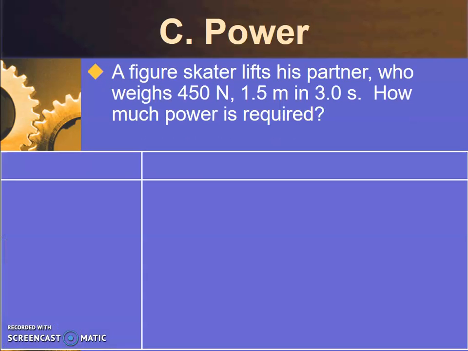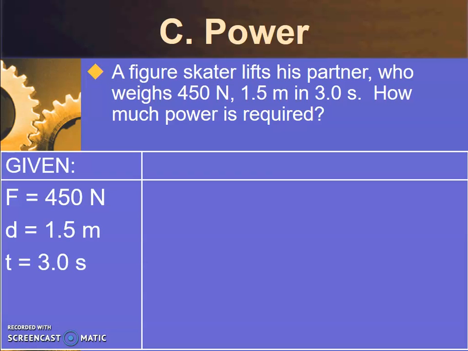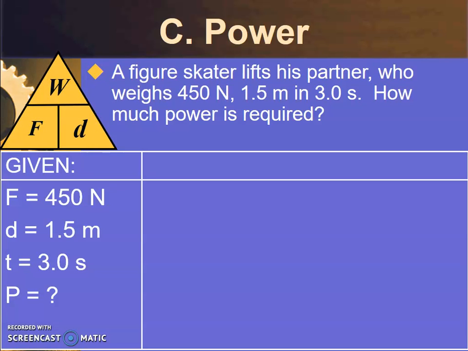A figure skater lifts his partner, who weighs 450 newtons, 1.5 meters in 3 seconds. How much power is required? Okay, so a lot of information here again. So once again, we're actually going to be using more than one equation to get our final answer. Okay, so let's look at what we have. We have a force, that's 450 newtons. We have a distance of 1.5 meters, and we have a time of 3 seconds, and we know we need to know power. That's our unknown.